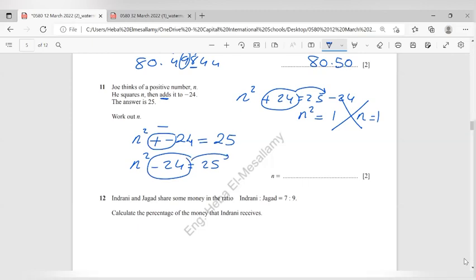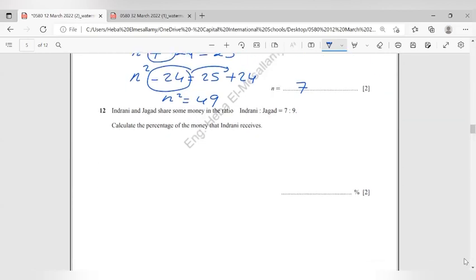This minus 24 will be moved there as positive 24. So n squared equals 49. n is 7 because the question mentioned that Joe thinks of a positive number. If it's not mentioned, I would write 7 or negative 7. So here 7 only is the correct answer.